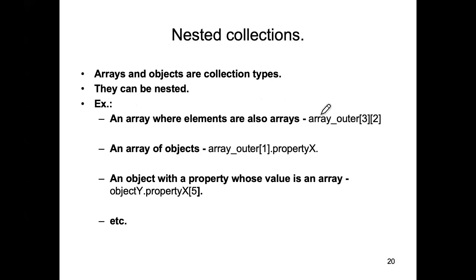So array_outer is our reference to the outer array. Subscript 3 refers to the fourth element. So the expression array_outer subscript 3, that entire expression is going to evaluate to another array that's internal. And so subscripting into that array would make sense. Again, you need to be able to understand that expression and rationalize it.